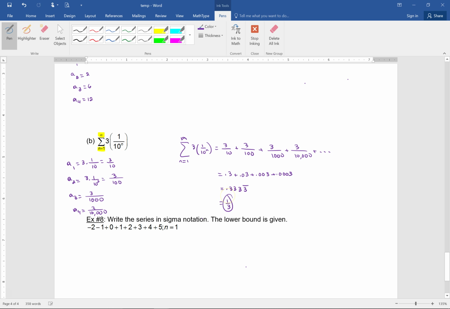So this is an example that's counterintuitive. Because you think just because you're adding an infinite number of terms, your answer is going to be infinity. But no, it's a finite convergent series. Okay? It's a finite number.